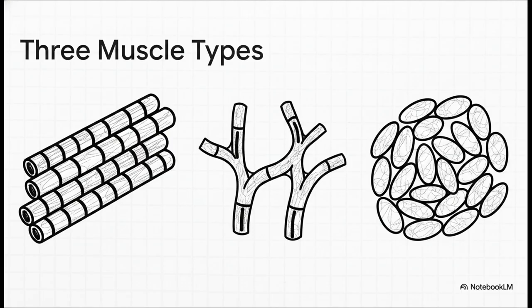Next is cardiac muscle, which is found only in the heart. It also has those cross striations, but the cells here are branched and they're bound together by structures called intercalated discs. That is a feature totally unique to cardiac tissue. And finally, we have smooth muscle, which is made of fusiform cells. Those are essentially spindle-shaped cells that completely lack those striations.